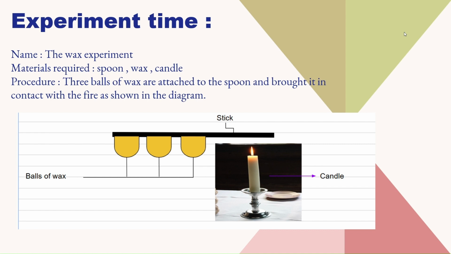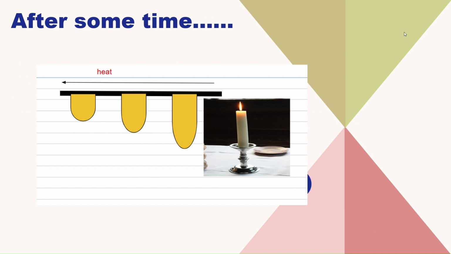So in this diagram we can see that this is the stick, and 3 balls of wax are attached to it. We can name them as 1, 2 and 3, and the stick is brought in contact with the candle. After some time we can see that ball 1 has started liquefying or melting a bit. Ball 2 is starting to liquefy and ball 3 has changed just a little bit, by some centimeters or millimeters.